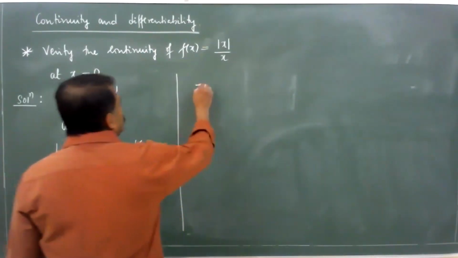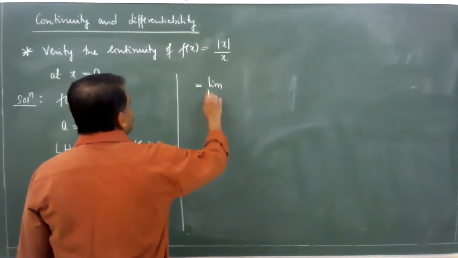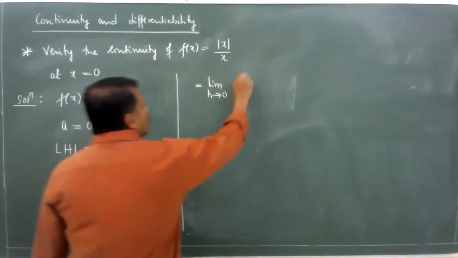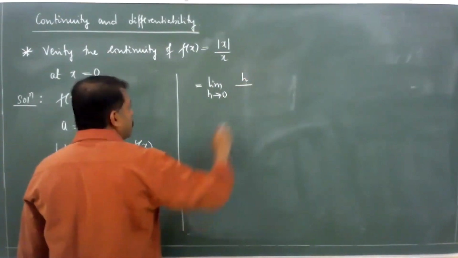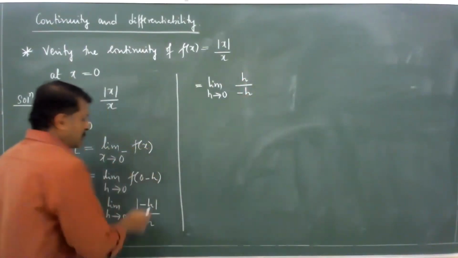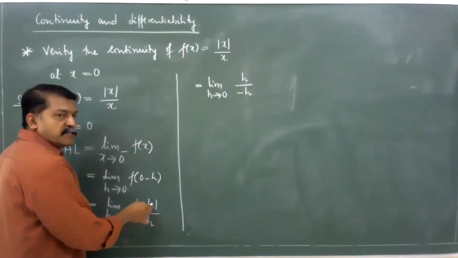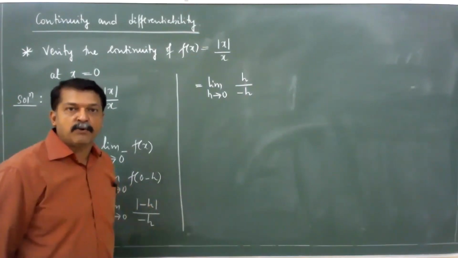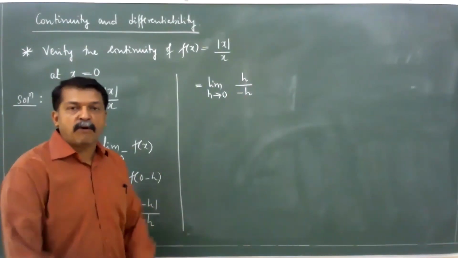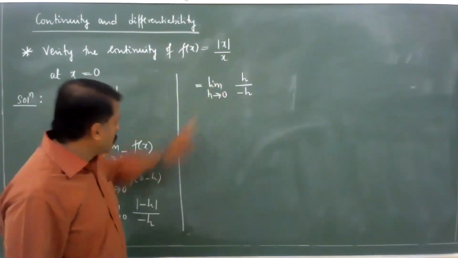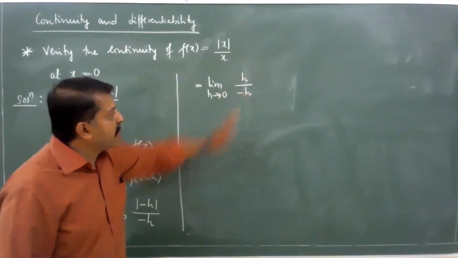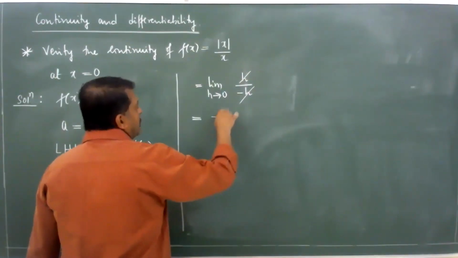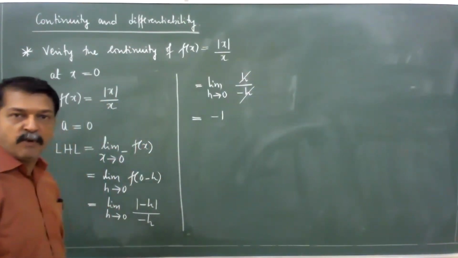So this is equal to limit h tends to 0. What is modulus of minus h? h divided by minus h. h is positive, minus h is negative. The modulus of a negative quantity is the equivalent positive quantity. Modulus of minus h is h divided by minus h. h cancels. You get the left hand limit as minus 1.